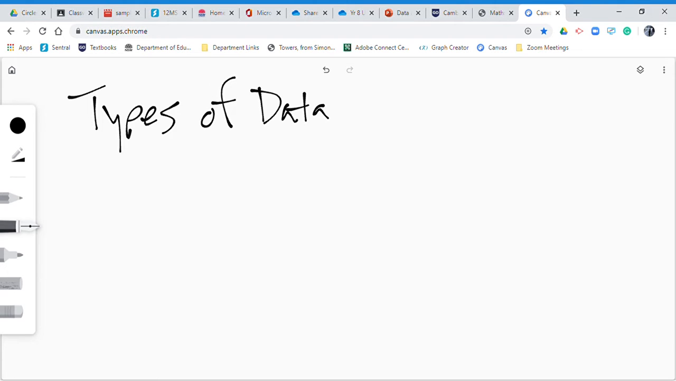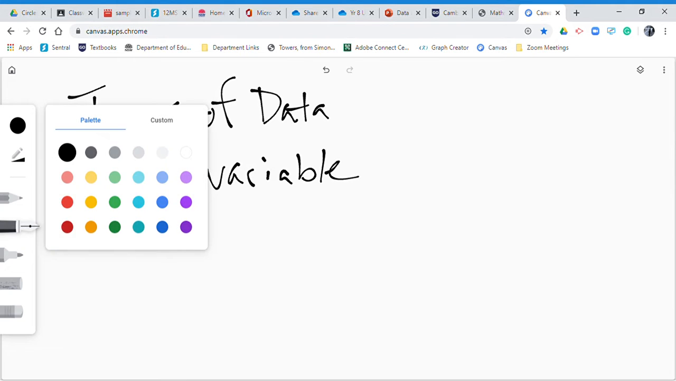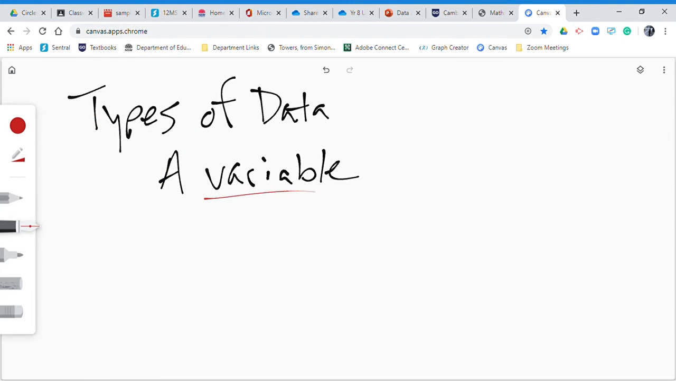So we're going to get into data, and this is kind of a vocabulary lesson. We're going to set the stage with some vocabulary. So let's start out with a variable. This is an important term, so make sure that you're following along and taking these notes down in your book.